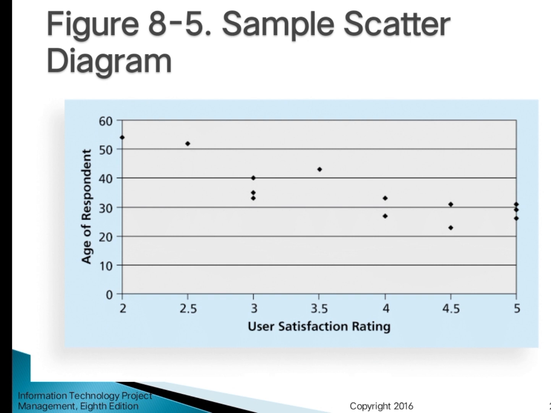As we can see, this example is the age of respondents and the user satisfaction. Here at user satisfaction 3, at age of respondents 40, there are 3 dots that are close, but 2 dots are even closer. So the two variables are related to each other.